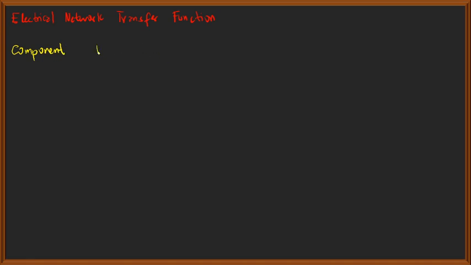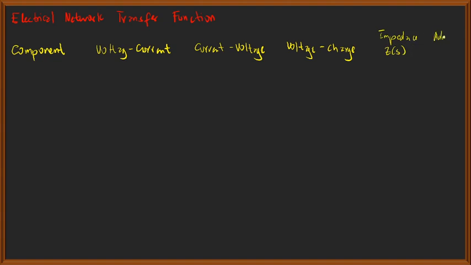Then we have the voltage-current relationship. Then we will have the current-voltage. Then we will have the voltage to charge. And last, we will have the impedance, or we could have that as Z of S. And last, we will have the admittance, which is Y of S.